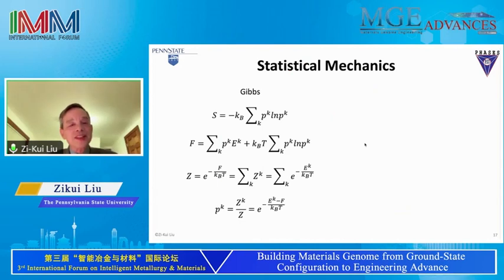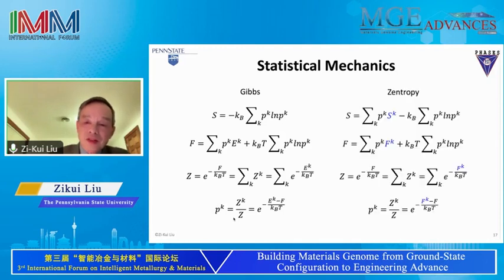So the question is, how does it compare to Gibbs statistical mechanics, right? This is entropy, free energy, partition function, and the probability of each configuration. So the only change we have now is that we have added the entropy of each configuration. Then the internal total energy becomes the free energy. And then the total energy of each configuration becomes the free energy of each configuration. And the probability also changes from total energy to free energy.